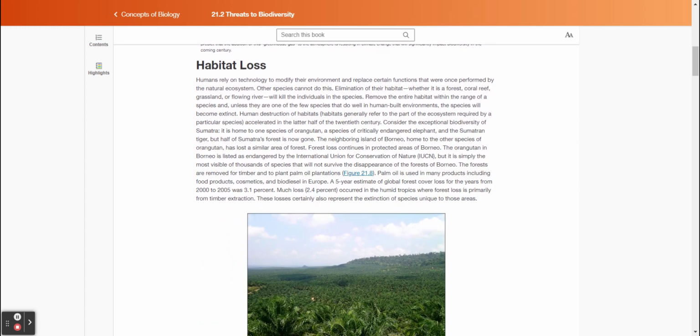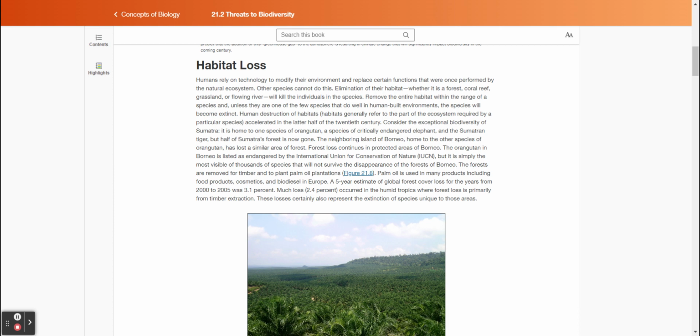Habitat loss. Humans rely on technology to modify their environment and replace certain functions that were once performed by the natural ecosystem. Other species cannot do this. Elimination of their habitat, whether it is a forest, coral reef, grassland, or flowing river, will kill the individuals in the species. Remove the entire habitat within the range of a species, and unless they are one of the few species that do well in human-built environments, the species will become extinct.